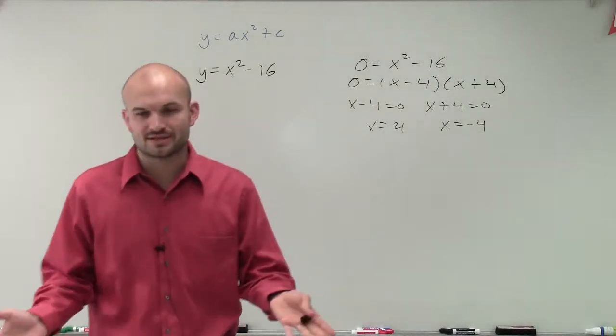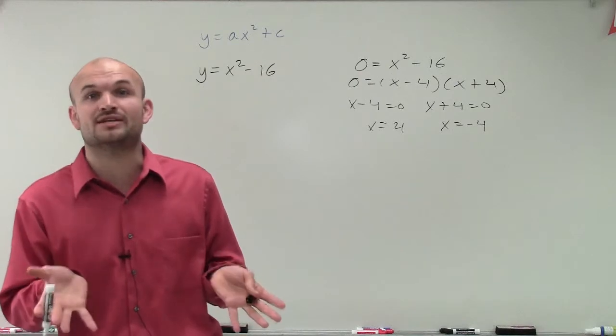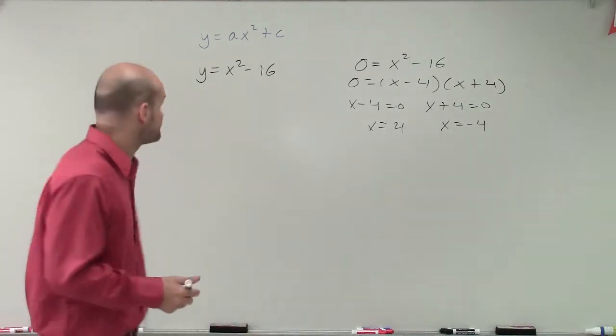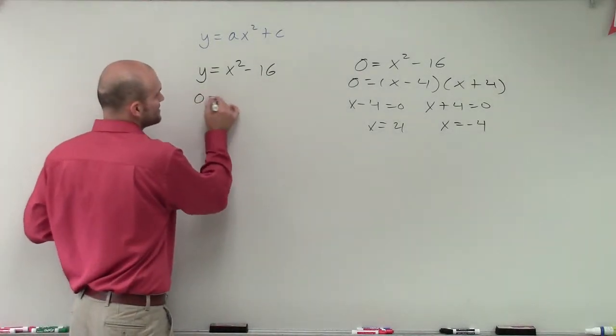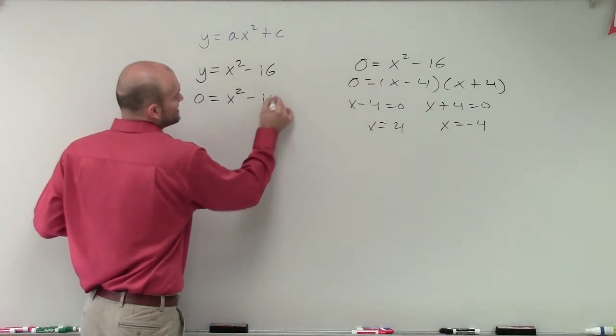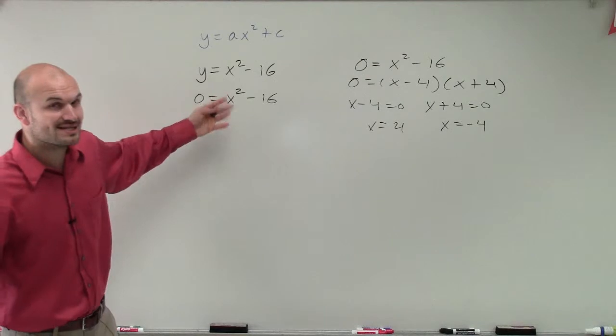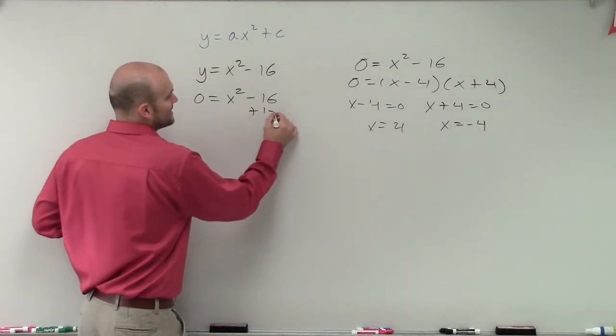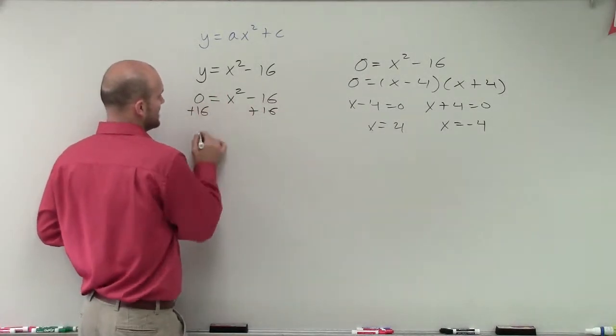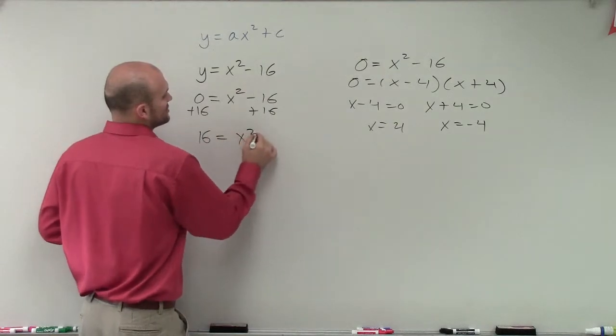Well, what the square root method is going to do is we're going to use the inverse operation of the squaring function. So the first thing to solve, I'm going to set this equal to 0, x squared minus 16. Then, since I only have one x squared, I'm going to isolate the variable. So therefore, I'm going to add 16 to both sides. Therefore, I have 16 equals x squared.